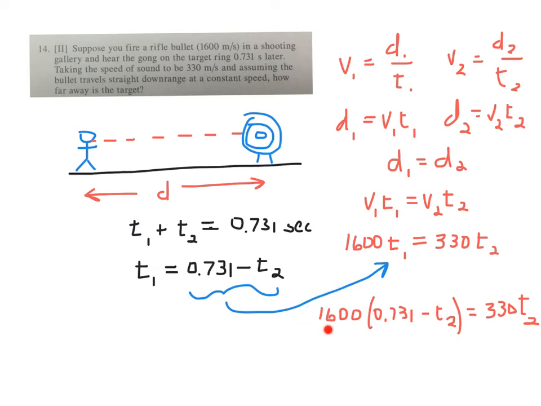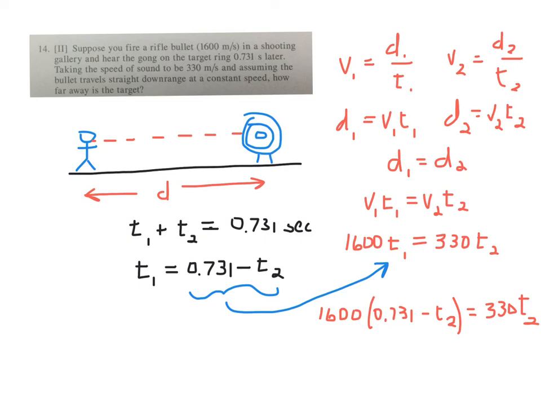I use the distributive property, take the 1600 times the 0.731 and times the T sub 2, and then I would add the 1600 T sub 2 to both sides, so on the other side I would get, what, 1930 times T sub 2. Bottom line, if I then just divide, you'll figure it out from there. That'll give you T sub 2.